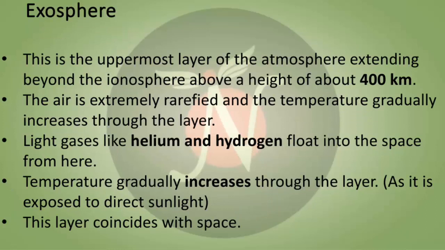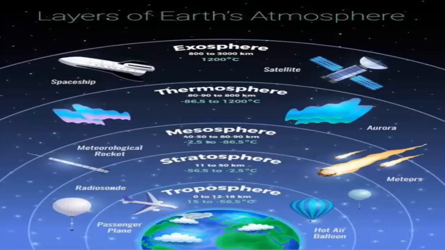Now this is the last layer, the exosphere. It is the uppermost layer of the atmosphere, extending beyond the ionosphere above a height of 400 kilometers. The air is extremely rarefied and the temperature gradually increases through the layer. Light gases like helium and hydrogen float into space from here, and the temperature increases as it is exposed to direct sunlight. This layer coincides with space.